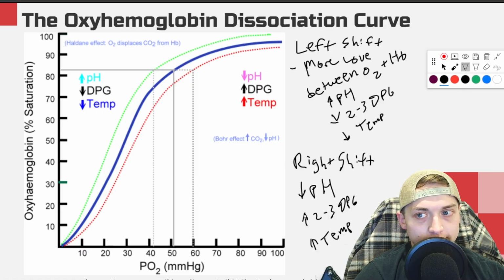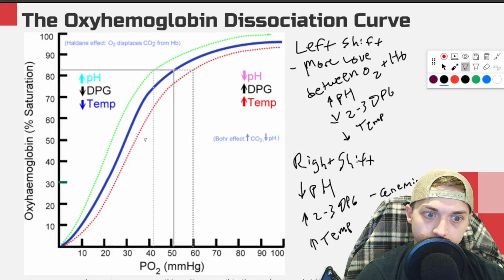So if someone's anemic, their body will release 2,3-DPG so that hemoglobin will more readily ditch oxygen. So anemia or altitude. At higher altitudes, your body will release more 2,3-DPG so that hemoglobin has less affinity, or less love, for oxygen.